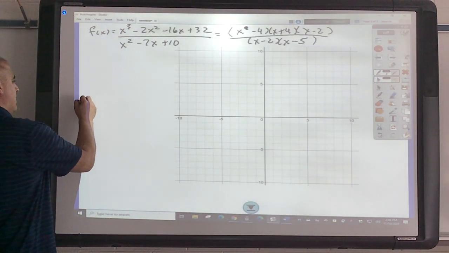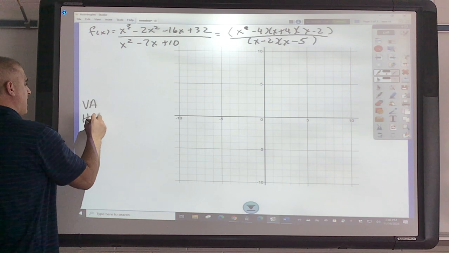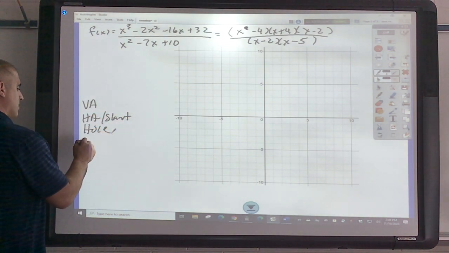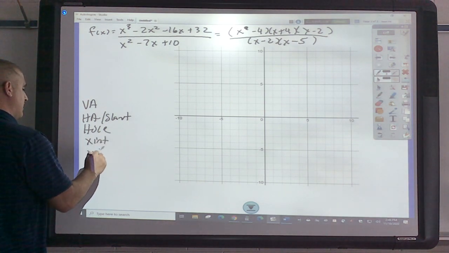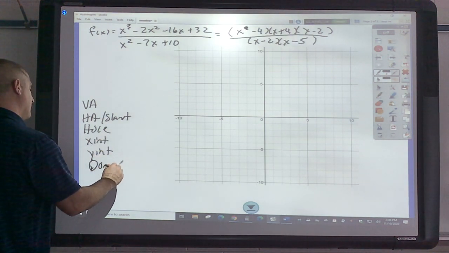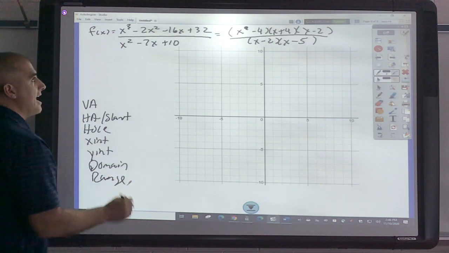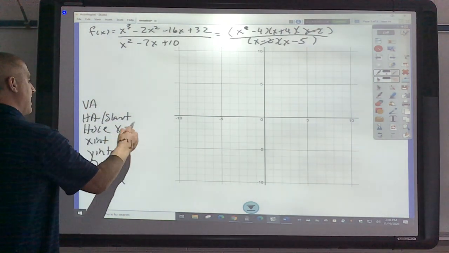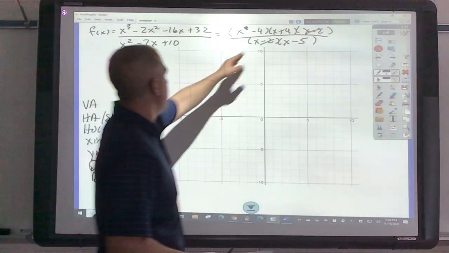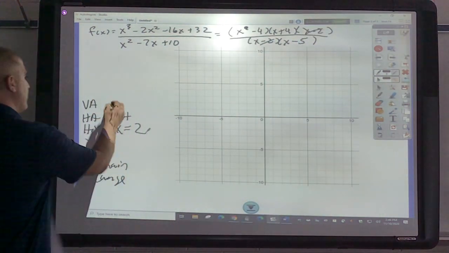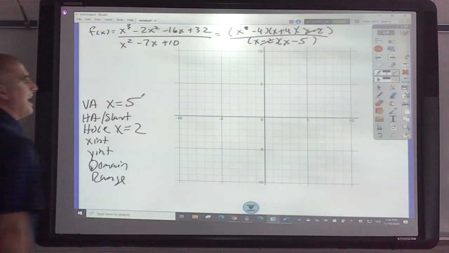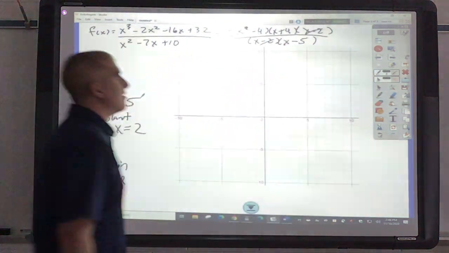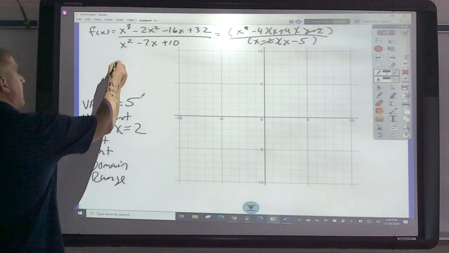We're going to find the vertical asymptote, the horizontal asymptote, or the slant. Okay, we're going to find the hole if there is one. We're going to find the x-intercept, the y-intercept, the domain, and the range. Okay? Now, I've got a removable here. Okay? So that would be, the hole is going to be at x equals 2. Okay? What's left over? Underneath the bottom, I'm going to have a vertical asymptote at x equals 5. Okay? Do I have a horizontal or slant? I've got a higher power left in the numerator, so I'm going to have a slant asymptote.